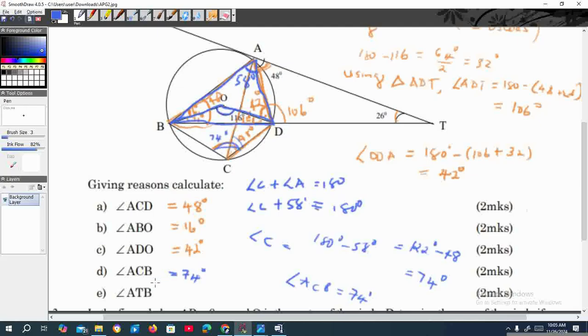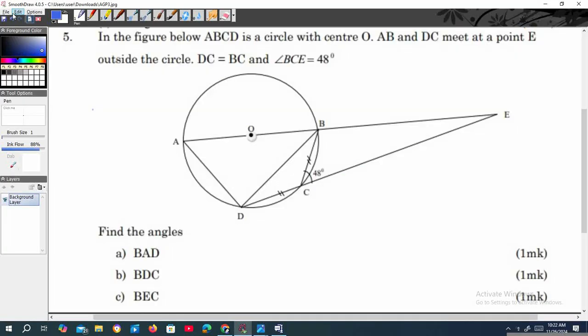The angle ATB is given, so there's no need of calculating it again. Let us look at the third question here, probably the last example. In this figure below, ABCD is a circle with center O. AB and DC meet at point E outside the circle. Line DC is equal to line BC, and the angle BCE is given as 48 degrees. So find the angles.